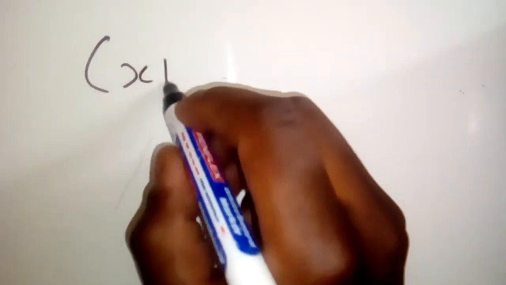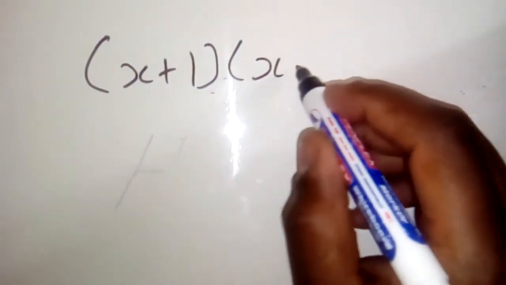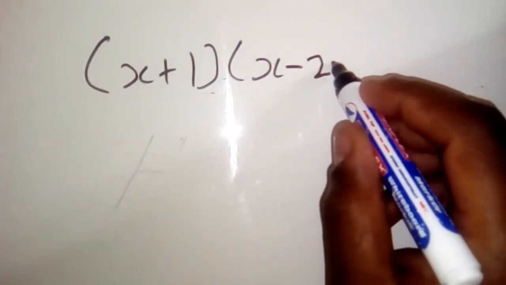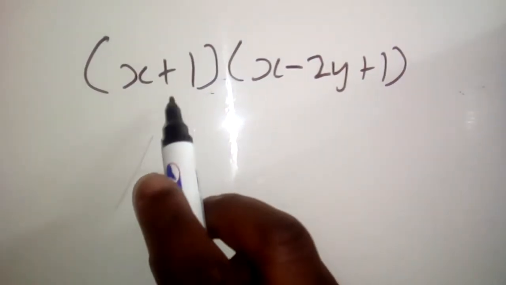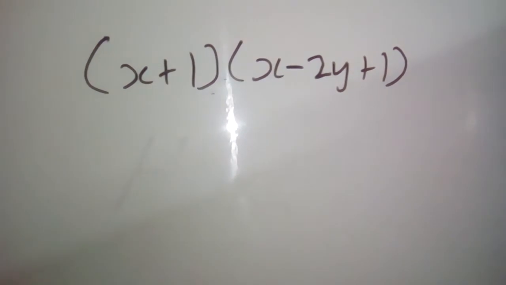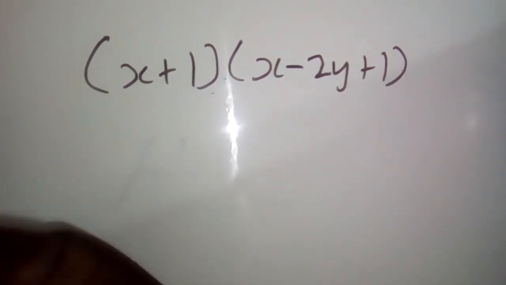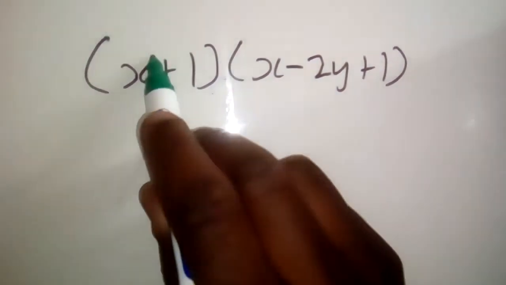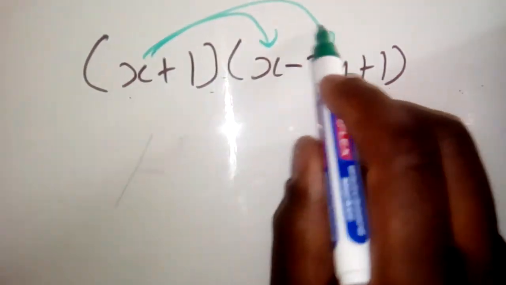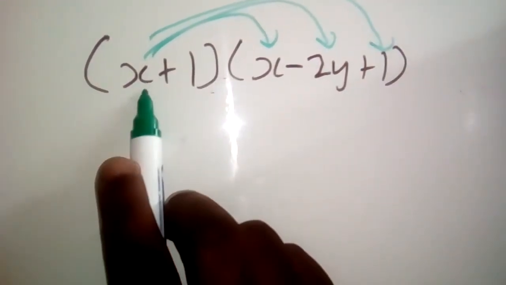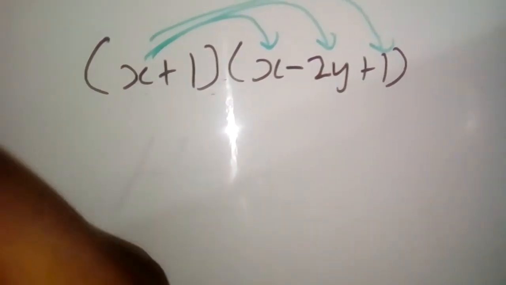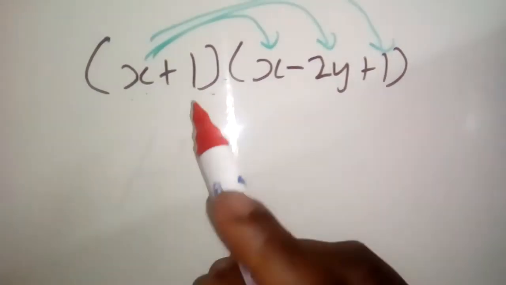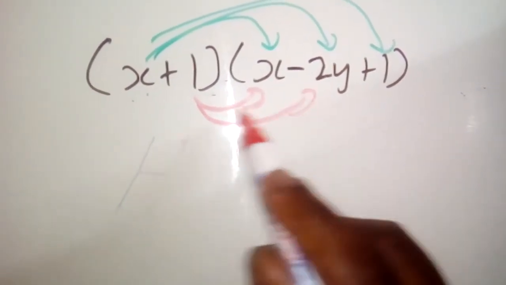Here is another example. Let's say we've got x plus 1, and here we've got x minus 2y plus 1. So now I'm multiplying a binomial by a trinomial. So this is what I'm going to do. Remember, what we have to do is take this and multiply by everything in the next bracket, right? When we're done with that, we're now going to take this and multiply by everything in the next bracket.